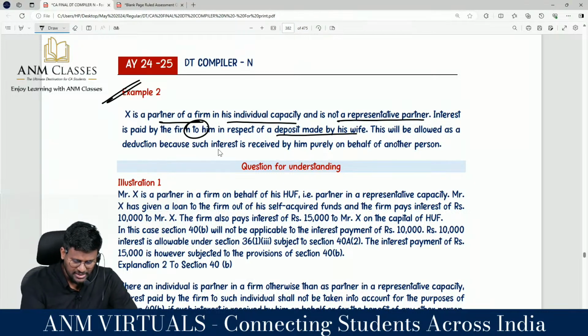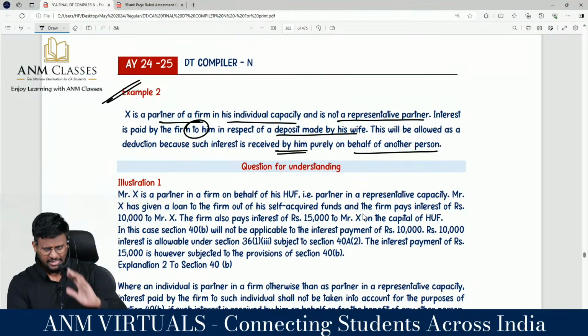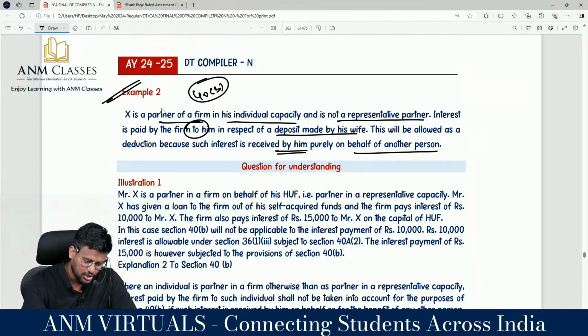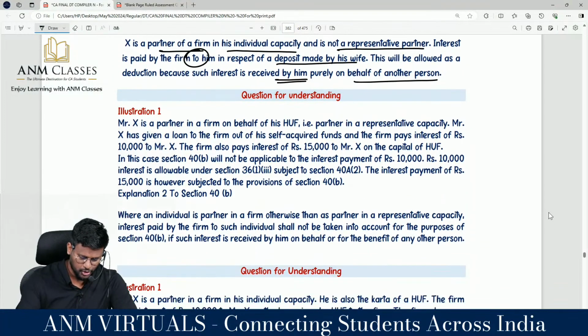This will be allowed as a deduction because such interest is received by him purely on behalf of another person. This will not be taken into consideration for the purpose of section 40B, that is 12%, because some other person is getting the interest, my dear lovable students.